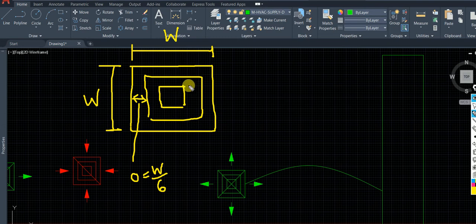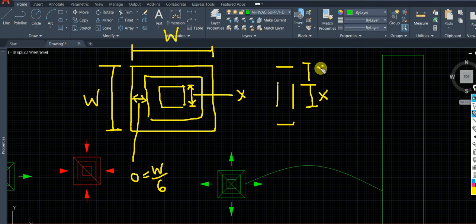Then, second thing: let's say this is the inner one. Let's consider this as x. This much to this much is x, and it will be equal to your flex duct width. So let's say we have a flex duct. This much would be x, and we have one offset here and one offset here. Now this distance would be x by 4.